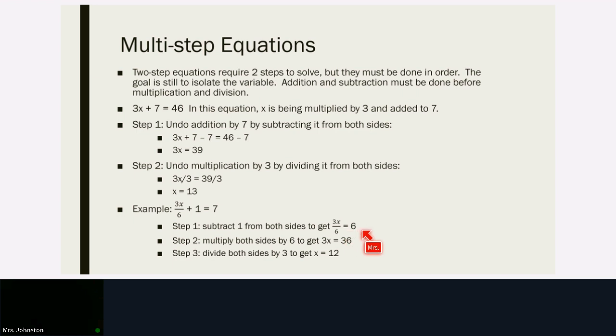Now at this point, you could do the next step in one step, but I usually split it up into two because it decreases the mistakes that you can make. So I see that x is being divided by 6 and also multiplied by 3. So I'm going to undo the division by multiplying both sides by 6. Those 6's will cancel out and give me 3x equals 36. Then I'll go back and divide both sides by 3 to get x equals 12.